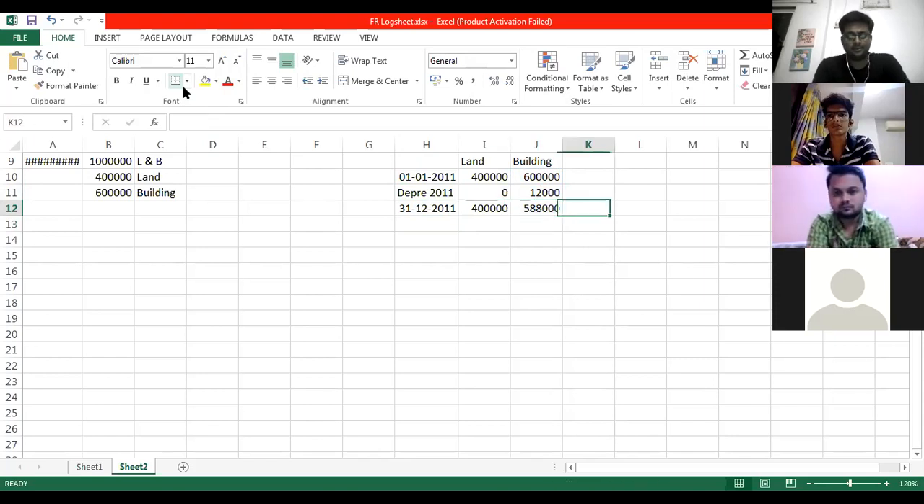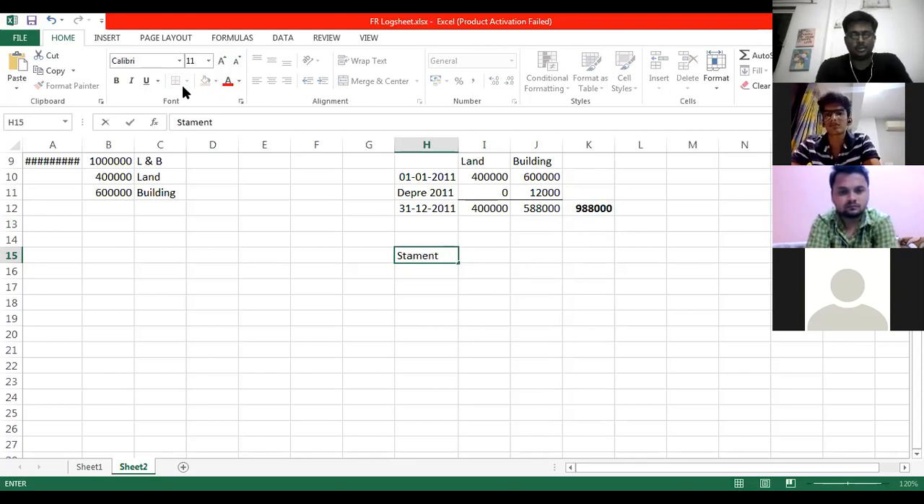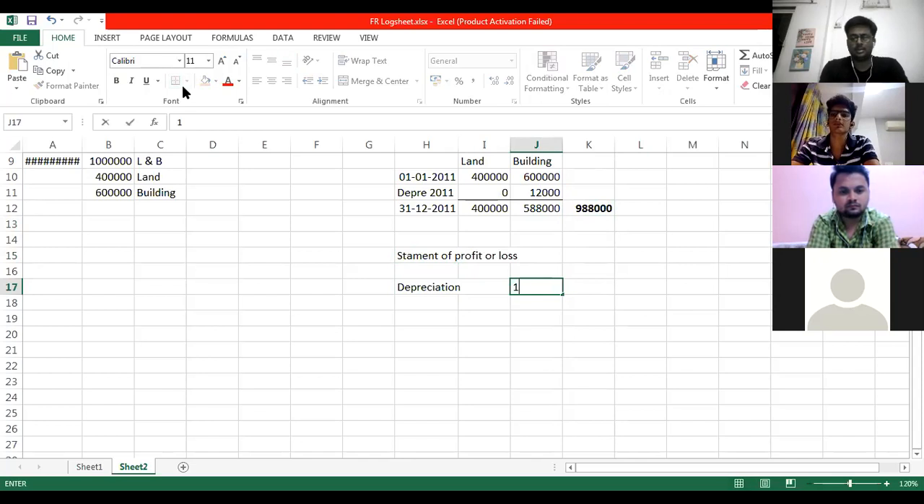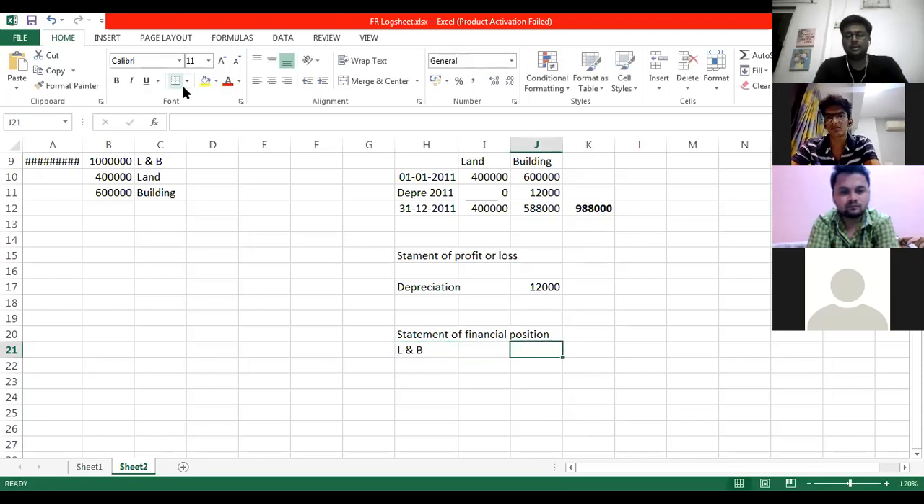So total value of land and building will be presented as 988. So what is the presentation in the statement of profit or loss account? Simply only one thing will come, depreciation 12,000, and then in the statement of financial position, that is the balance sheet, land and building will be presented at 988. So this is the treatment if we follow the cost model.